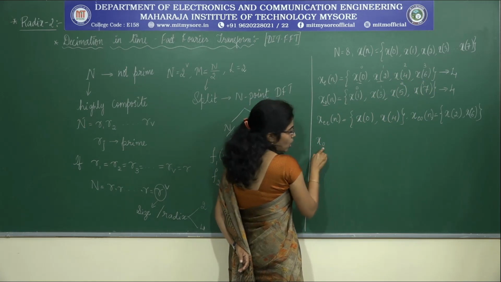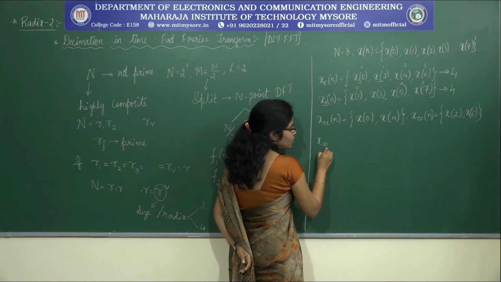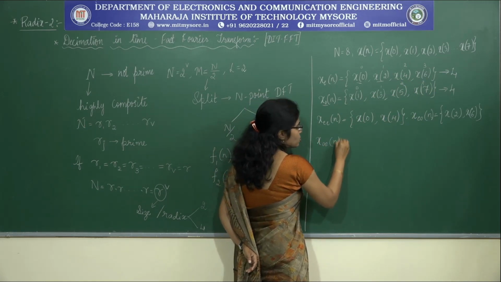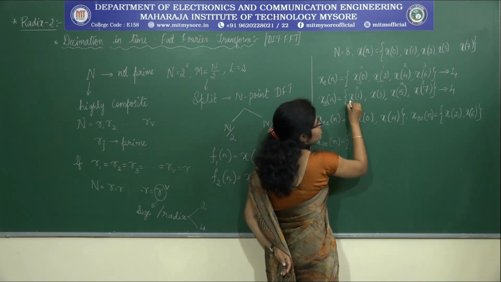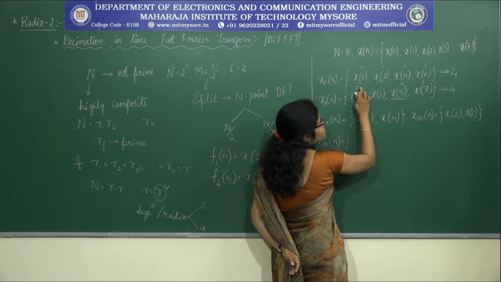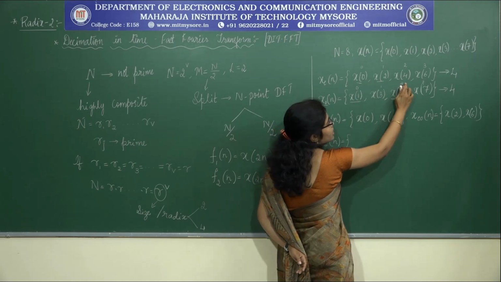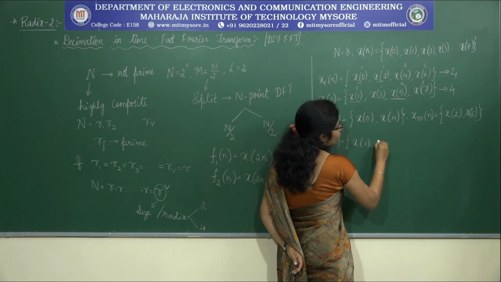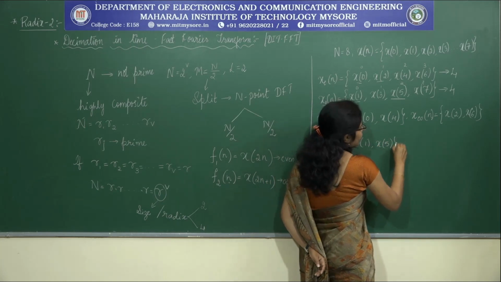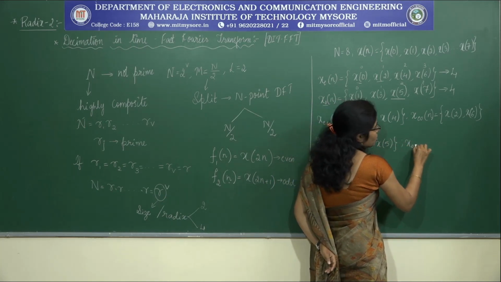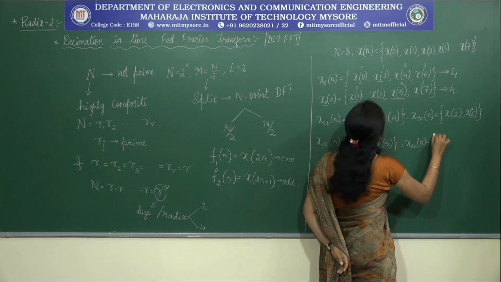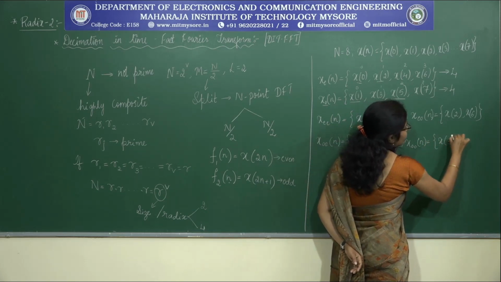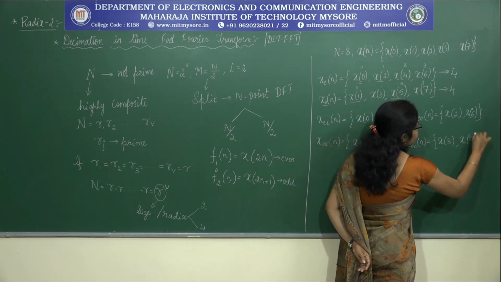Okay. Similarly, in odd, let us give the indexing 0, 1, 2 and 3. So in the odd sequence, I need to find out the even labeled index of n. So which are those? This one and this one, because here the indexing is 0, which is even, and similarly 2 is even. So those terms are x of 1 and x of 5. Similarly, x odd of n will be equal to x of 3 and x of 7.